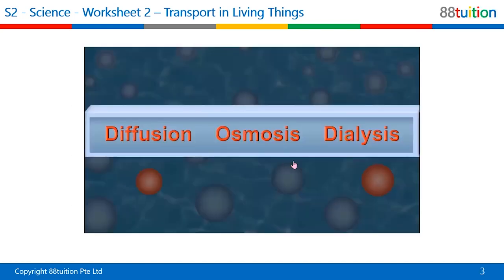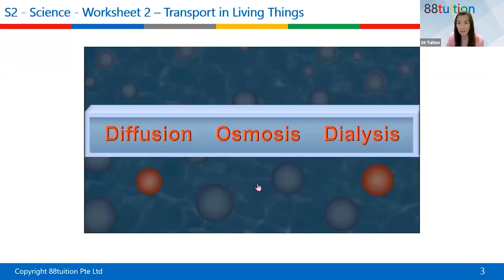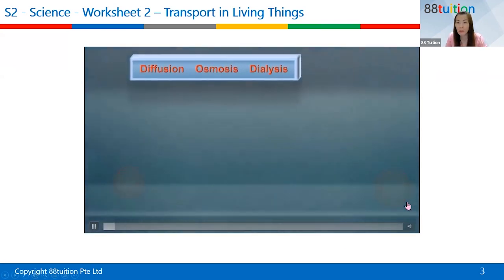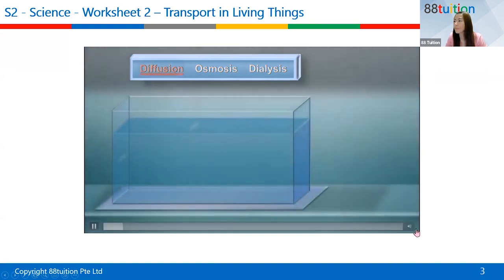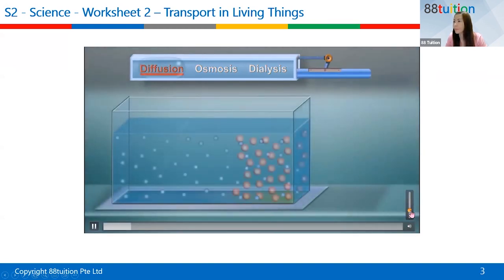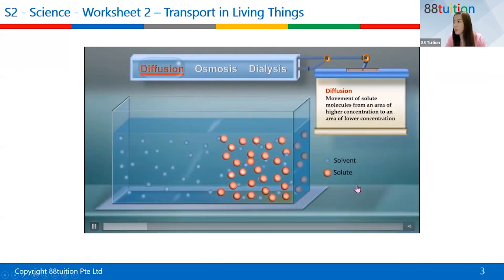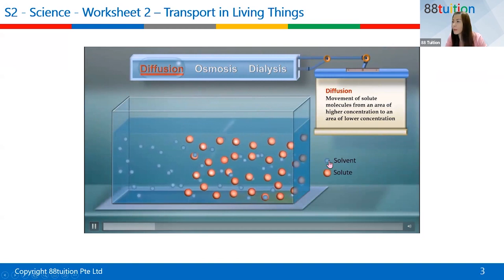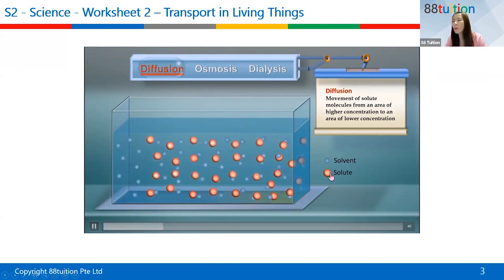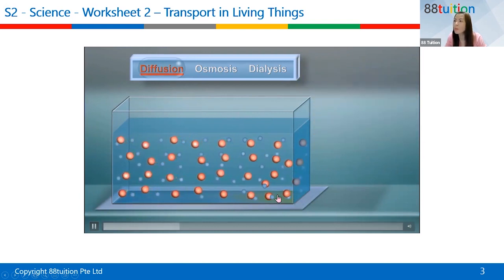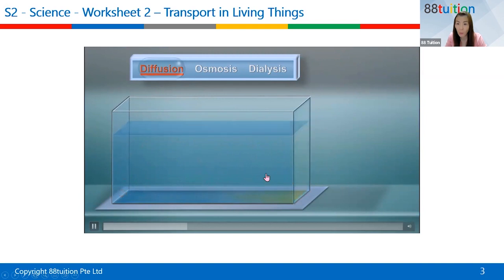Okay. So, this topic is about diffusion, osmosis. In this case, I added in dialysis. So you just watch how the movement of the particles is like. Okay, so this is diffusion. And then if you look at the different color particles, or we can call it solute, we can call it molecules, it moved from area of higher concentration to area of lower concentration.